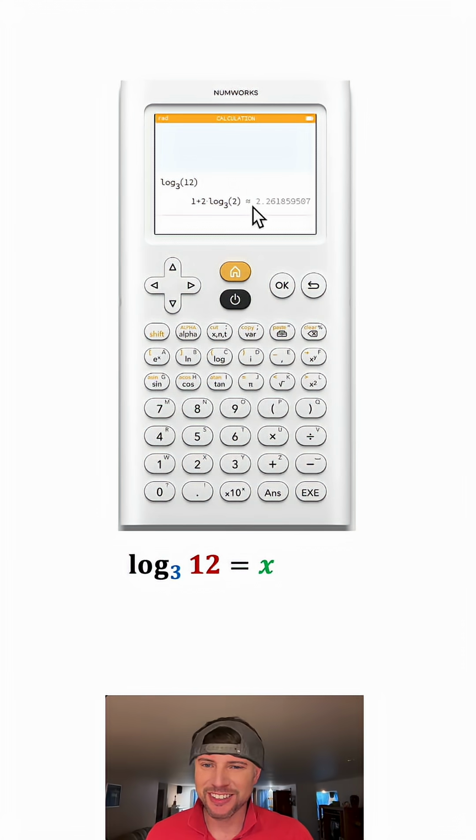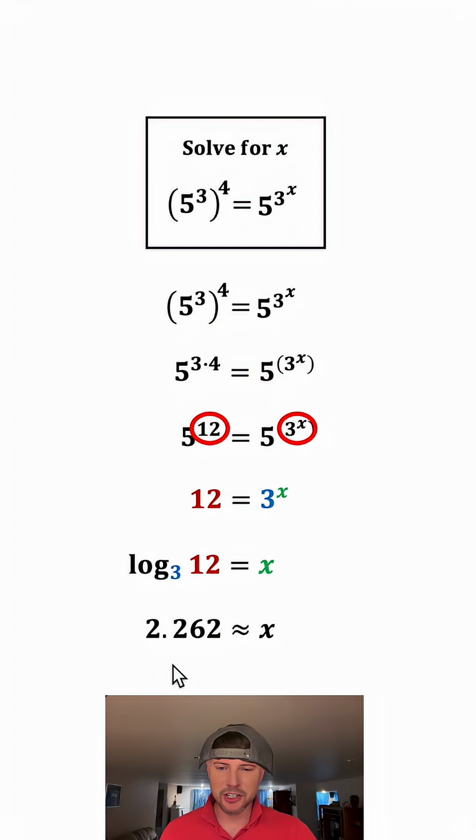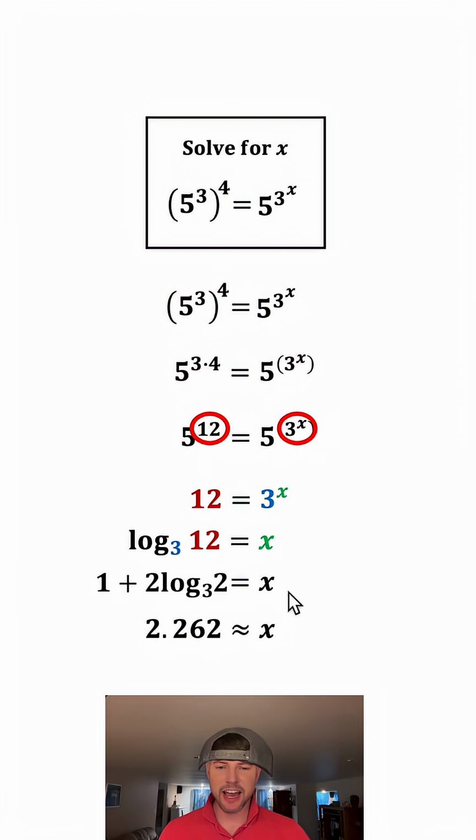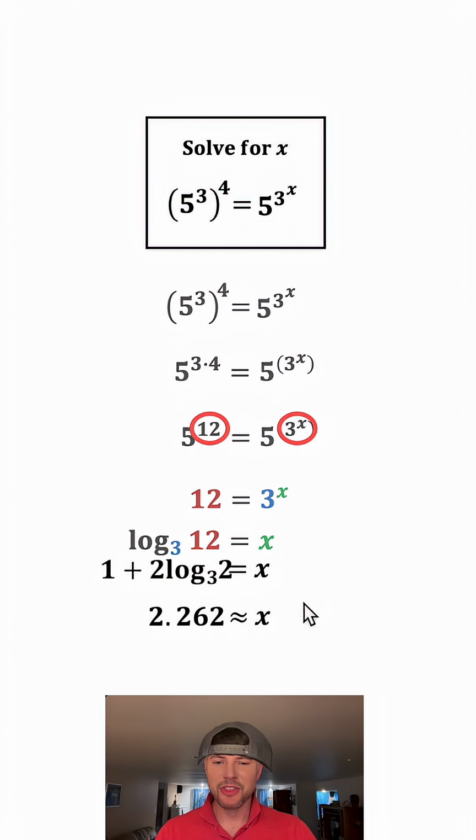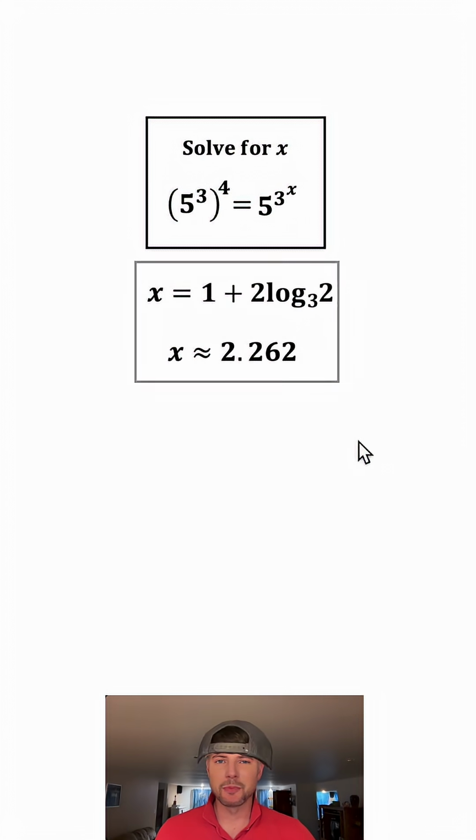Oh, that's interesting. The decimal approximation is about 2.2619, but it's also equal to 1 plus 2 log base 3 of 2. This is probably considered the more simplified version. So here's the decimal approximation. It's approximately 2.262, but let's give ourselves some room. Here's the exact value fully simplified. So this is the answer to our question. Let's put a box around it.